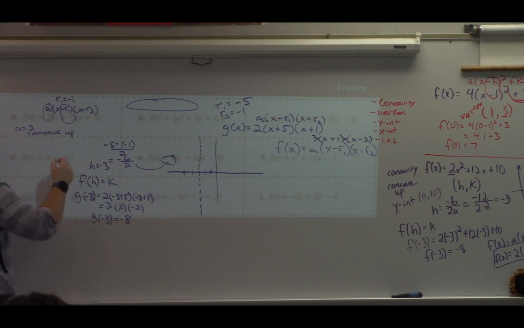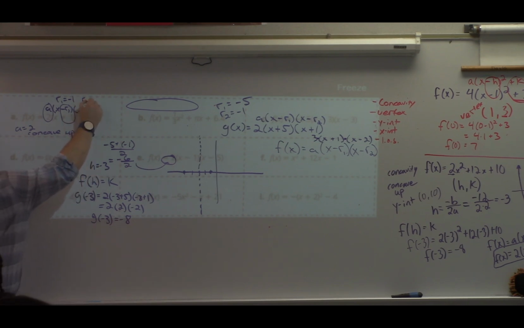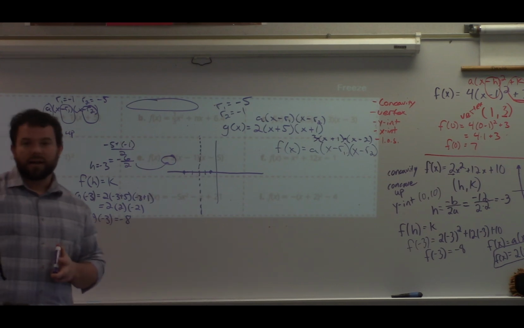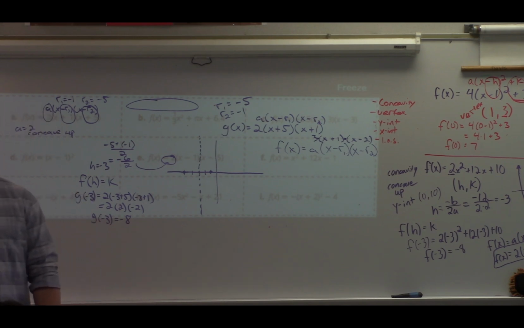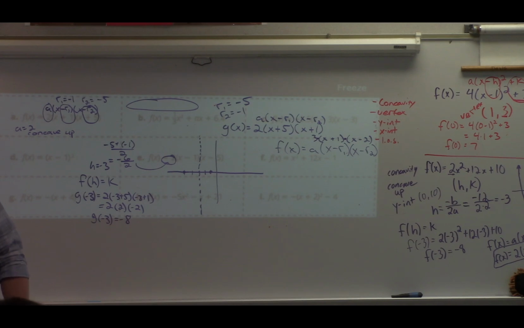Hey, J-Mike. Camera right here. So what is r2? So my x-intercepts would be (-1, 0) and (-5, 0). Which graph goes with equation A? Graph B. Hold on. Okay, yeah, B.